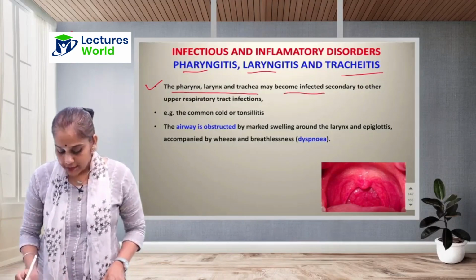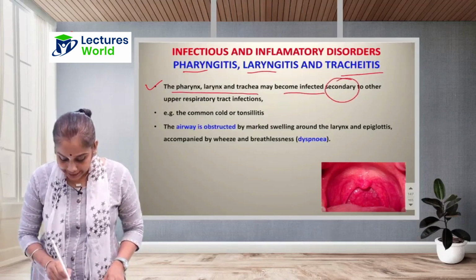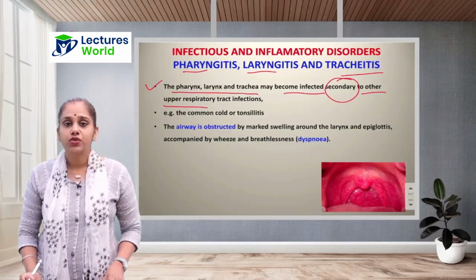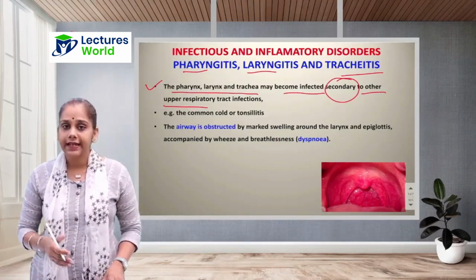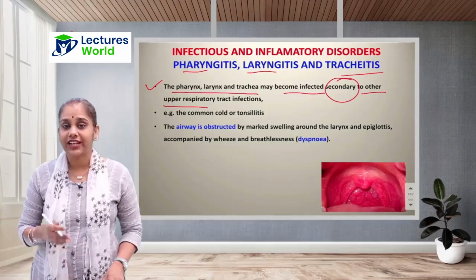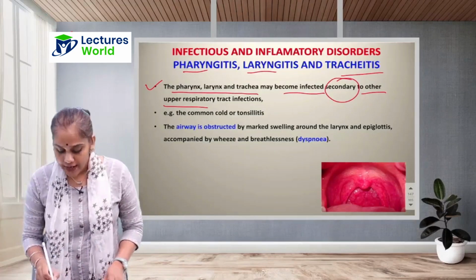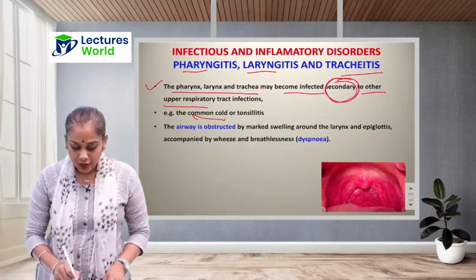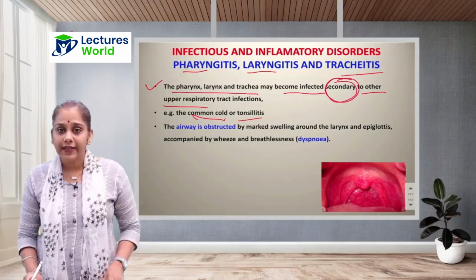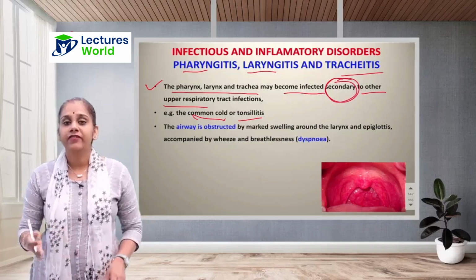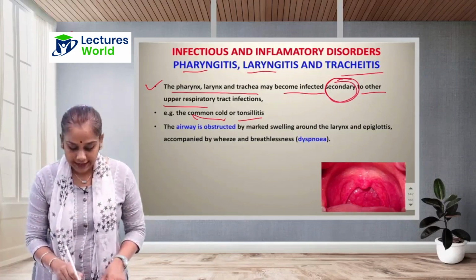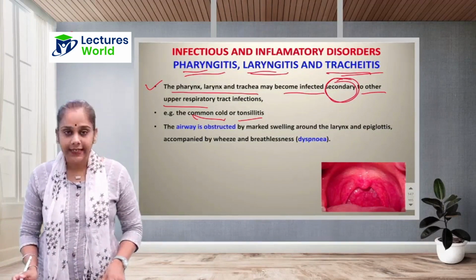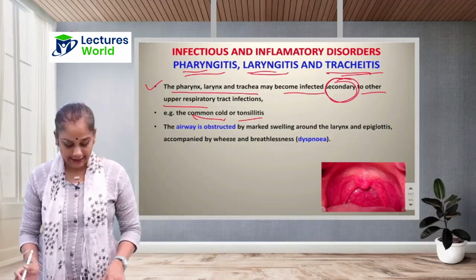So they become infected because of a secondary infection or another respiratory tract infection. The pharynx, larynx and trachea have infection or inflammation because of some infection, like a common cold, tonsillitis, or influenza. Because of that, there will be infection or inflammation of the pharynx, the larynx and the trachea. That is known as pharyngitis, laryngitis and tracheitis.